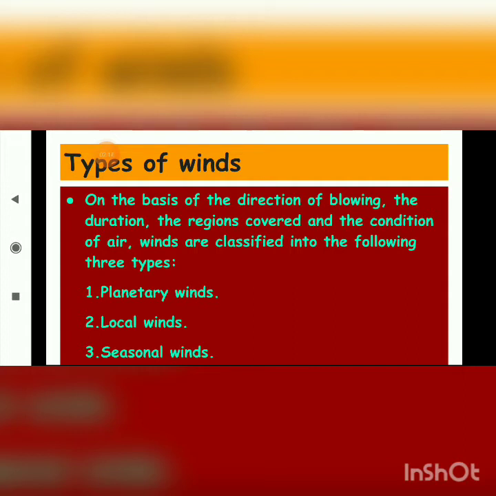Students, on the basis of the first one, direction of blowing, second, its duration, third, the regions which they cover, and the fourth one, the condition of the air, winds have been classified into three types. Which are those three types? The first is planetary winds, the second one is local winds, and the third one is seasonal winds. So what are these? In today's video, students, we will be learning about planetary winds.